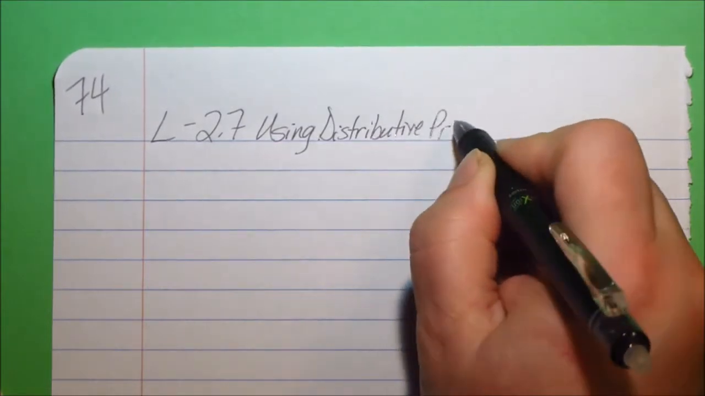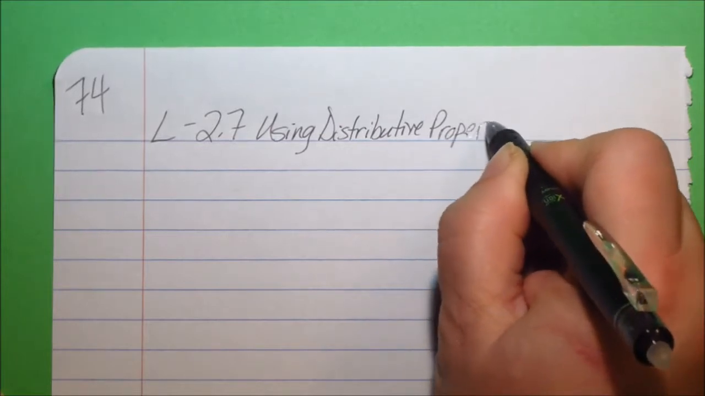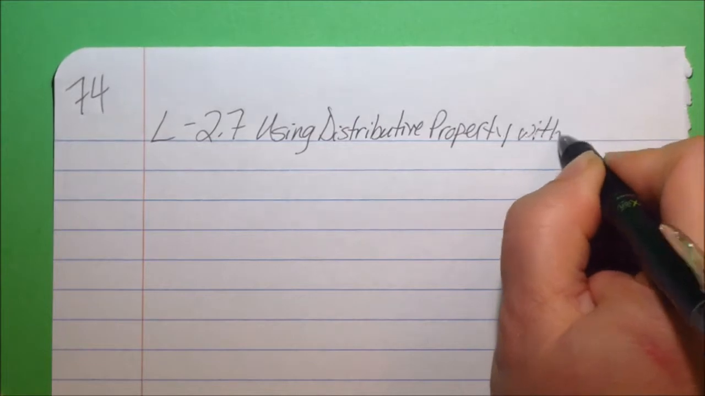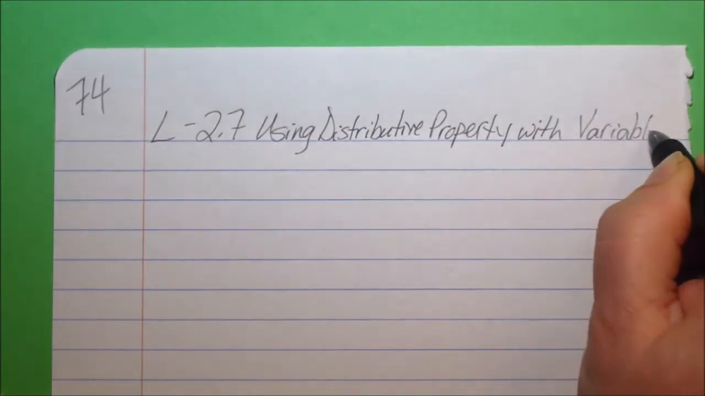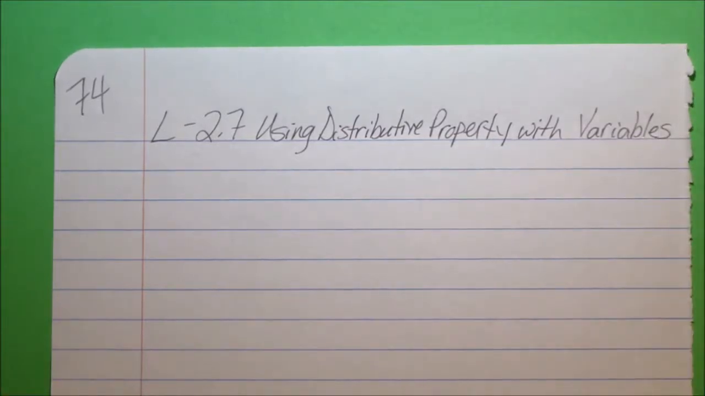We learned that in lesson 2.6. Using distributive property with variables. Now we're getting into the letters and numbers all mixed up. We'll be doing some combining like terms. If you don't remember how to do that, look back earlier in this block.